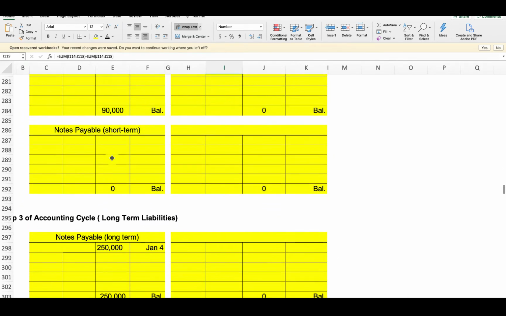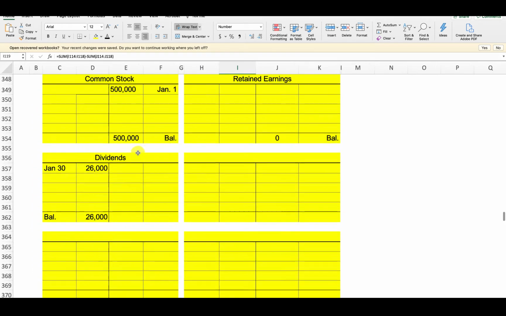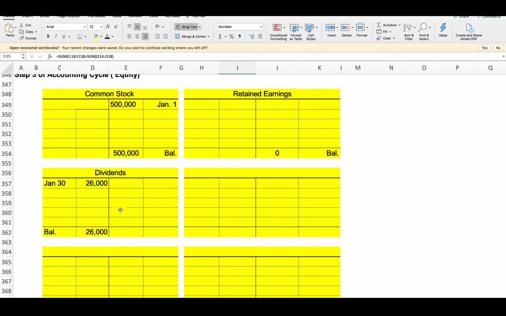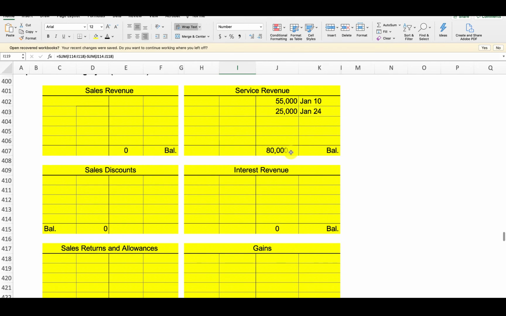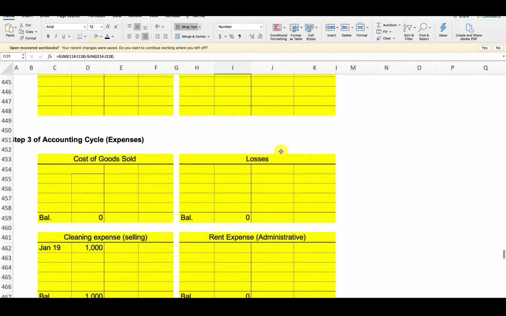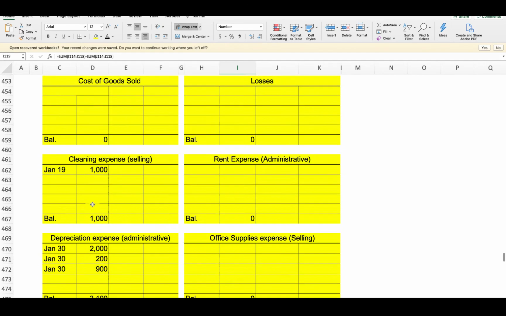And so after you finish step 3, every account that has transactions is going to have a balance either on the debit side or the credit side. And then once you're finished, you'll see here common stock, dividends, right? Sales, service revenue, here's the balance on the credit side. Once you do that, you have these balances, then you're ready for the final step.